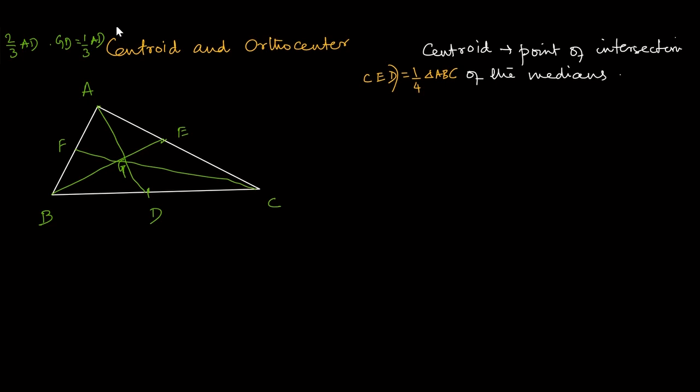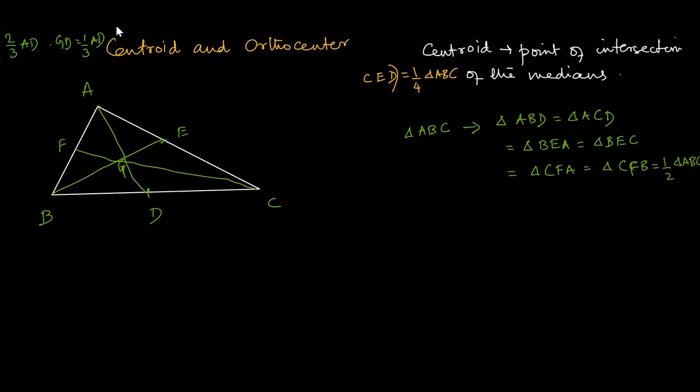Now, in the triangle ABC, we know that triangle ABD is equal to triangle ACD, which is equal to triangle BEA, which is equal to triangle BEC, which is equal to triangle CFA, which is equal to triangle CFB, and all these are equal to half of triangle ABC, right? Correct?